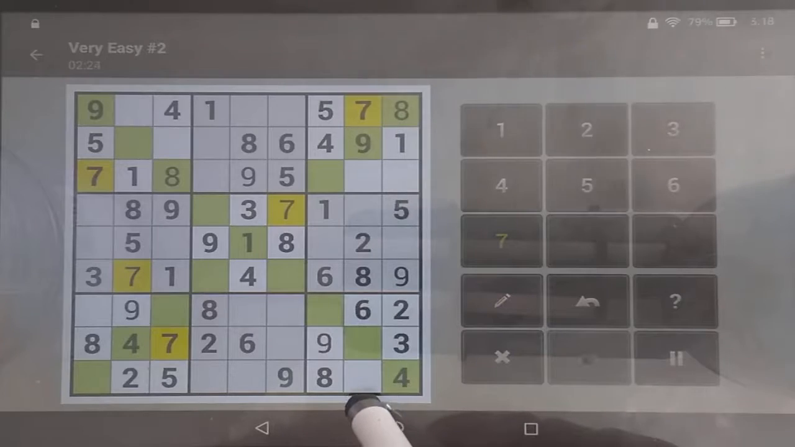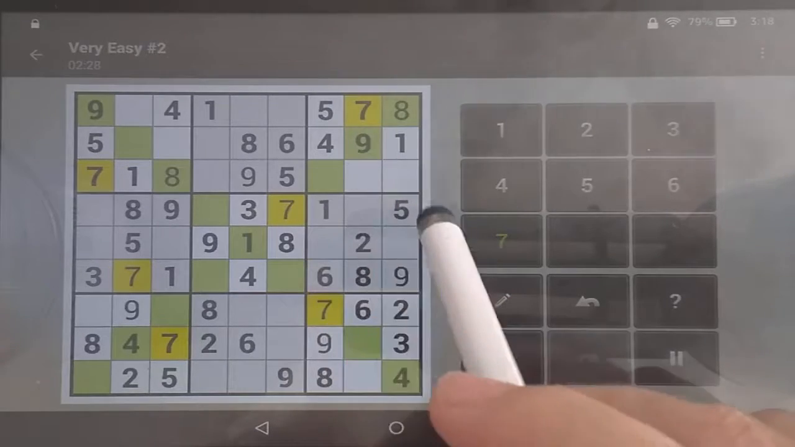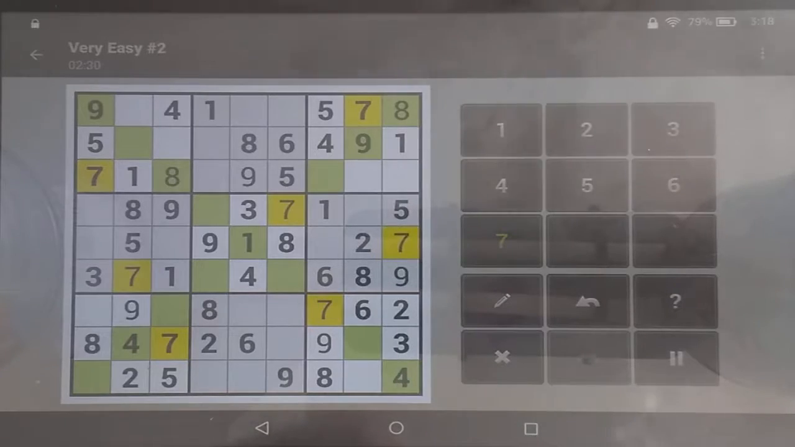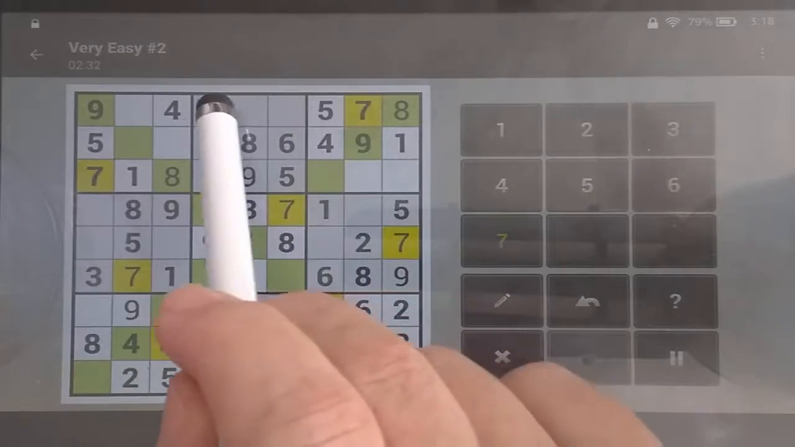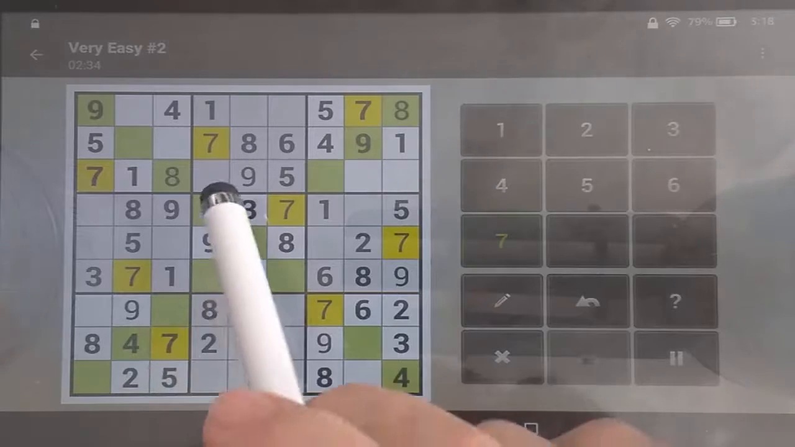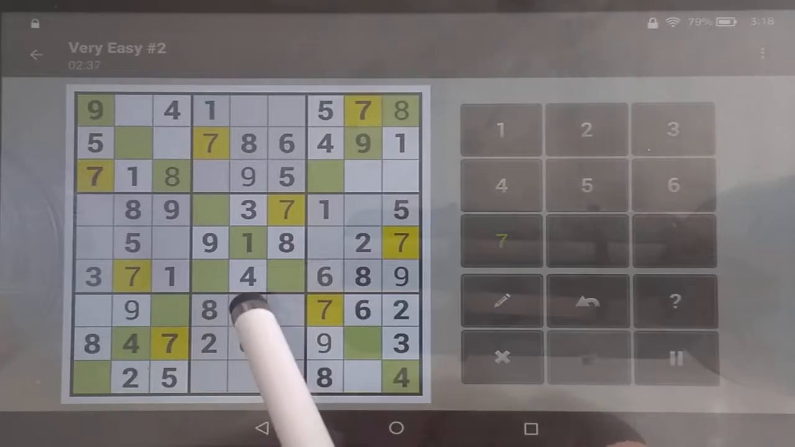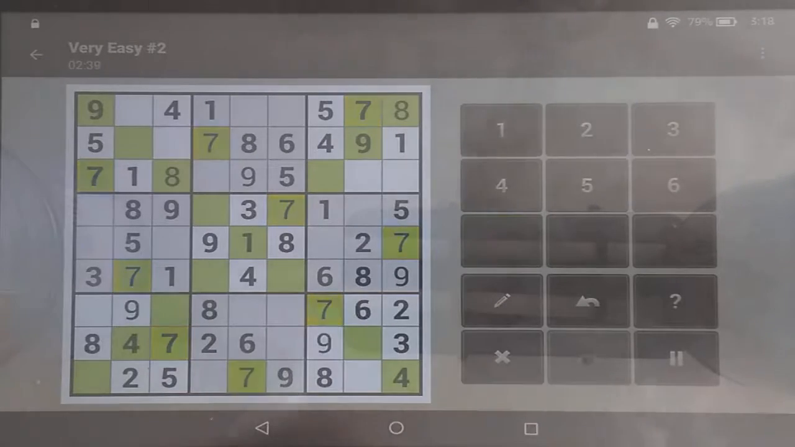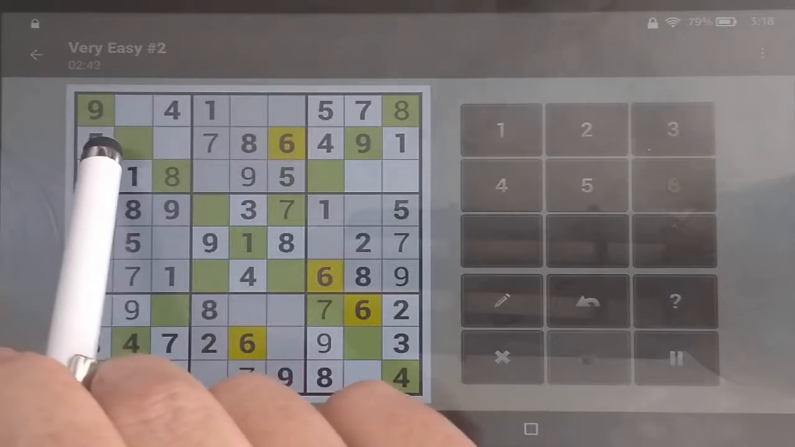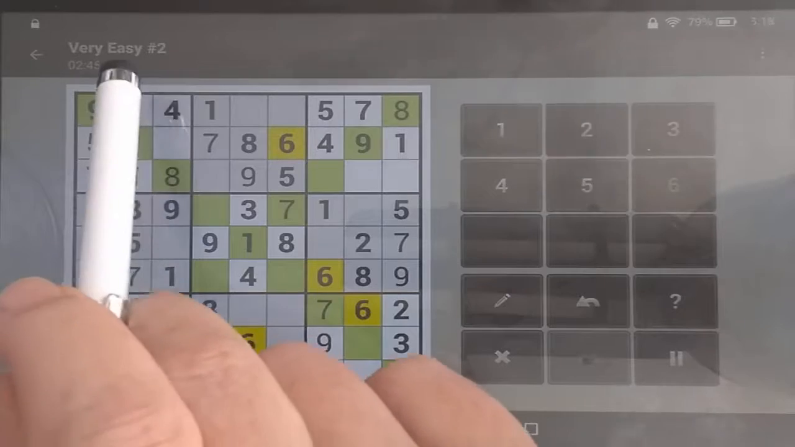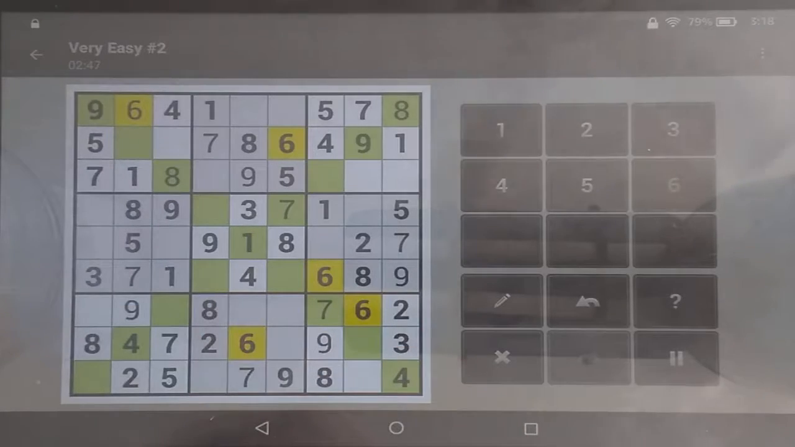This 7 blocks out this column, so that 7 goes there. Now both of these columns are blocked. That 7 goes there. This row and this row are blocked, so that 7 goes there. Both of these columns are blocked. It's got to go there or there, but no. So yes. To the 6s, this 6 blocks out that entire row, so that 6 goes there.